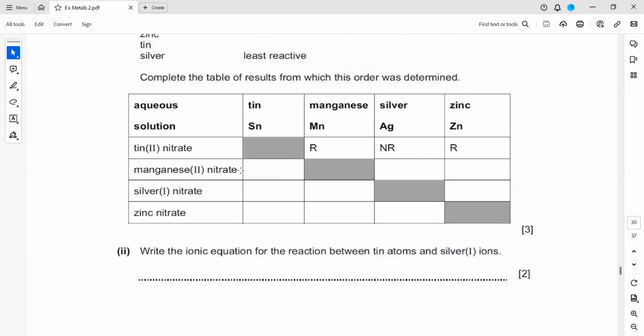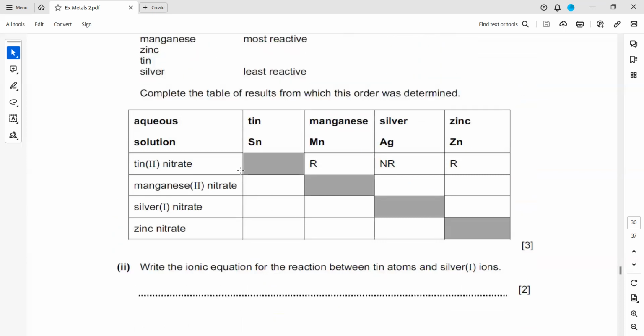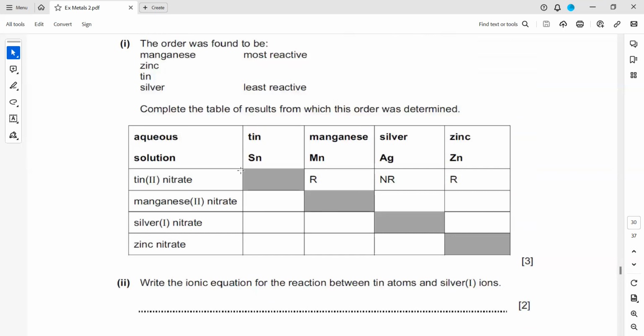Write an ionic equation for the reaction between a tin atom and a silver ion. Look, first to write an ionic equation, it is better to write a symbolic equation, the complete equation first, and then convert it into an ionic equation.